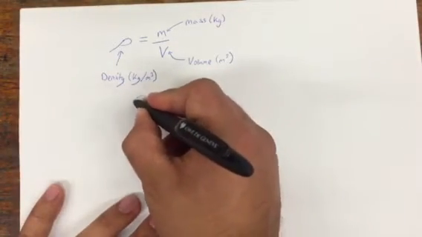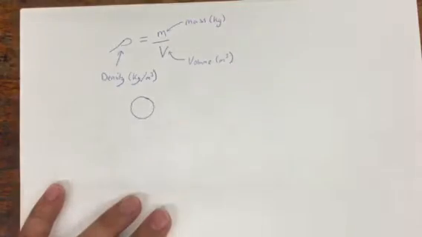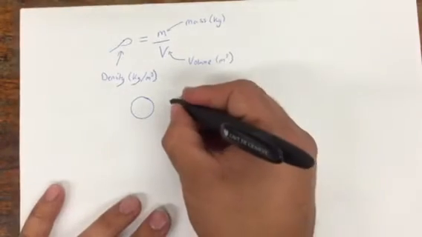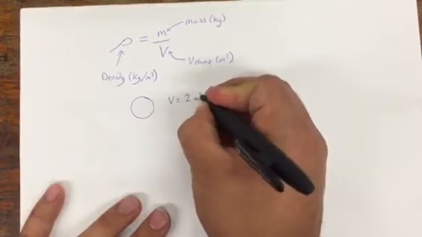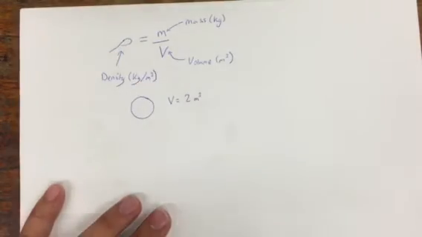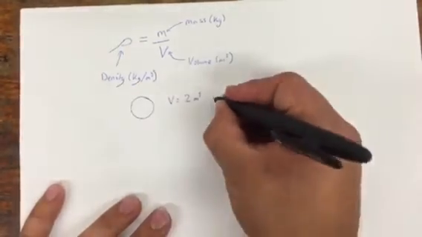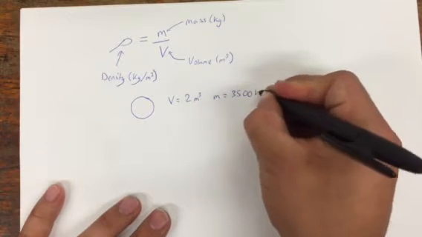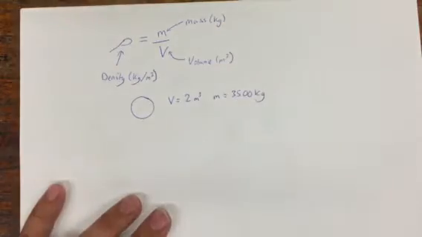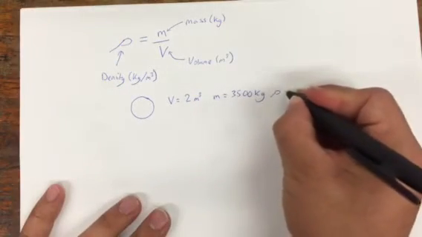The first one is, imagine we've got a sphere, and this is going to be a large sphere. It's going to have a volume of 2 meters cubed. So it's a really large sphere, and it's got a mass of 3,500 kilograms. The question is, calculate the density.